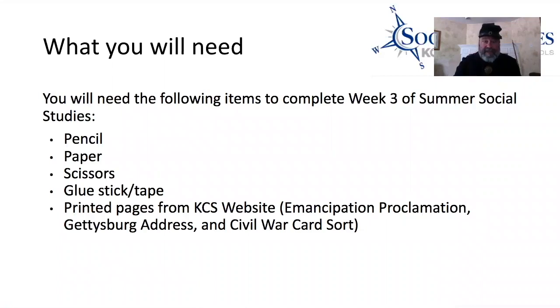All right. Stuff you're going to need, some supplies for this lesson. You're going to need a pencil and paper, a pair of scissors, glue stick or tape, either one will work, and the printed pages from the KCS at-home website. There's a page on the Emancipation Proclamation, one on the Gettysburg Address, and a Civil War card sort activity that you need to get from the district website in order to do this.